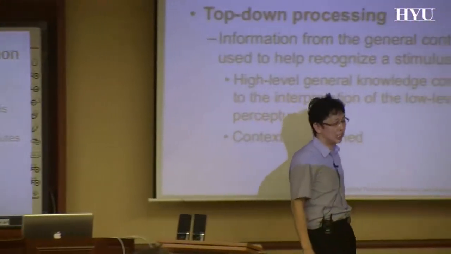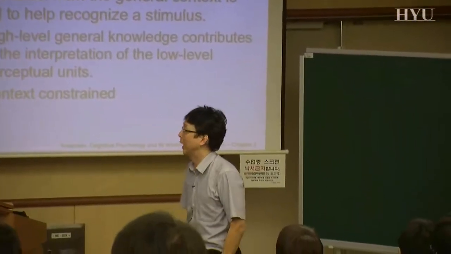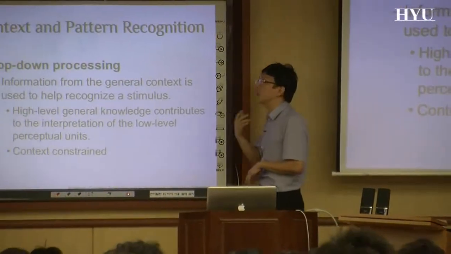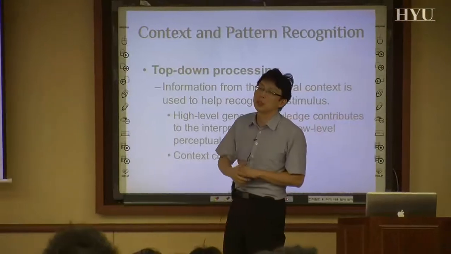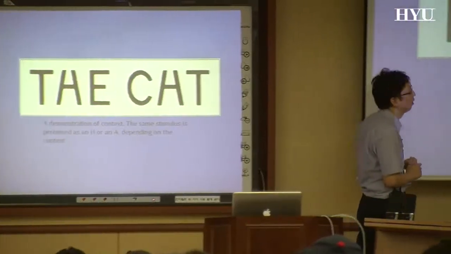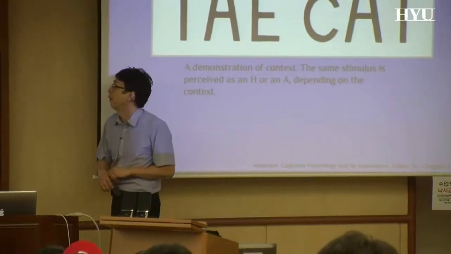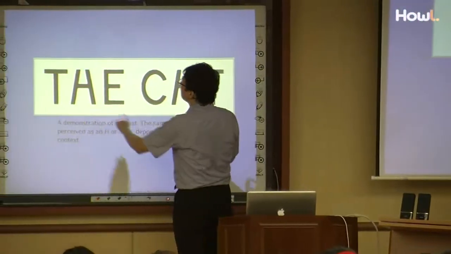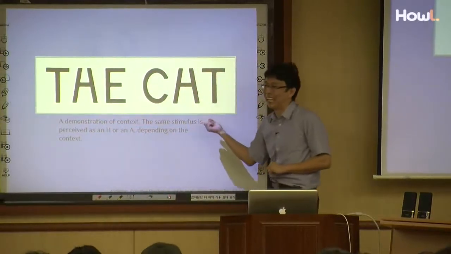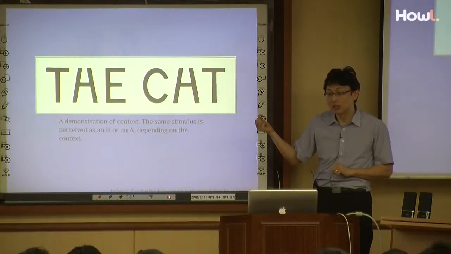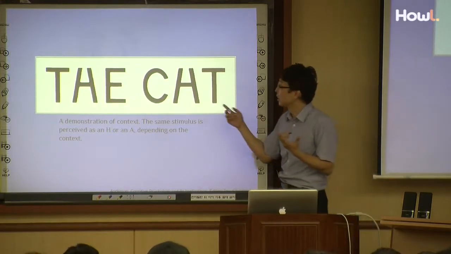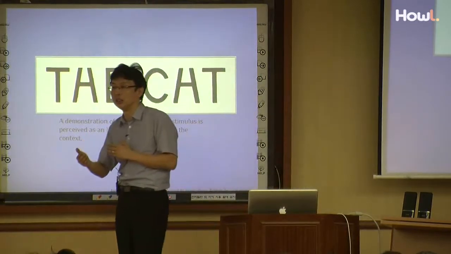Now the final section of our chapter 2 is context. The question about context is whether context helps in our visual perception. The example is this one. These two letters are really similar. One of them is H. The other one is A. Because of context. The context in this case is the word.